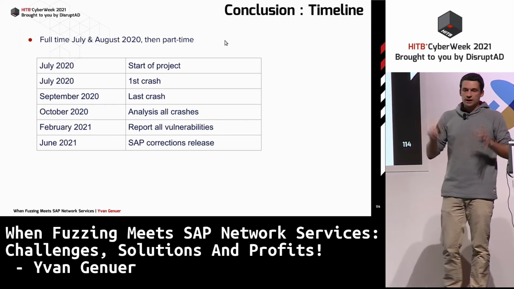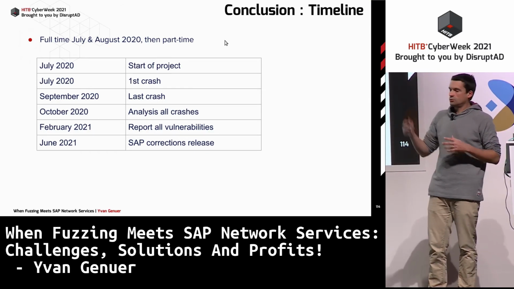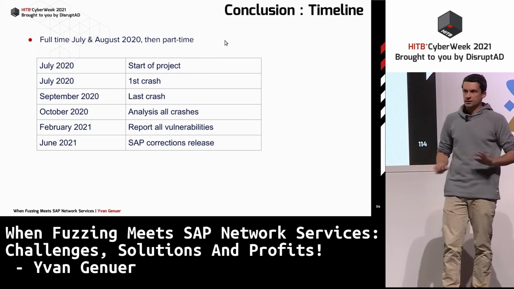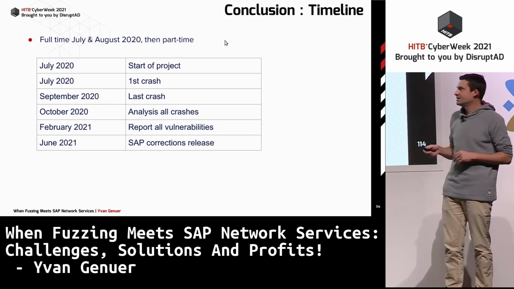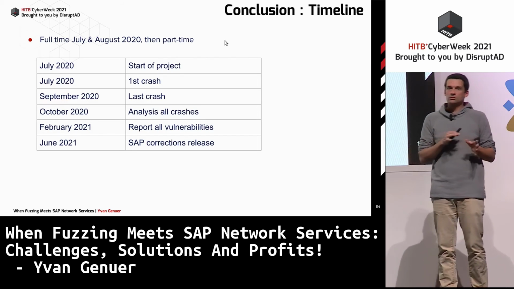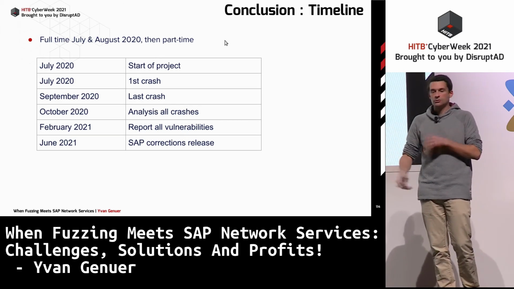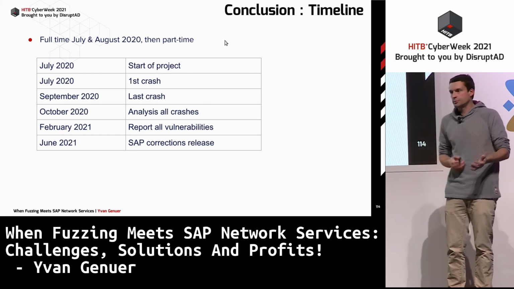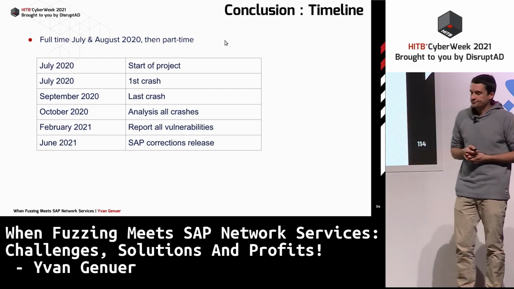This is just the timetable of the research. So we started in July. Again, we started from zero. I did not know anything about fuzzing, so the first step was not easy at the beginning. And yeah, we found crashes for 2 months, then we decided to stop, and I worked on it a quarter of my time for a few months again to study all the crashes, to try to figure out if they are easily exploitable or not, and also to provide a very detailed report to SAP.